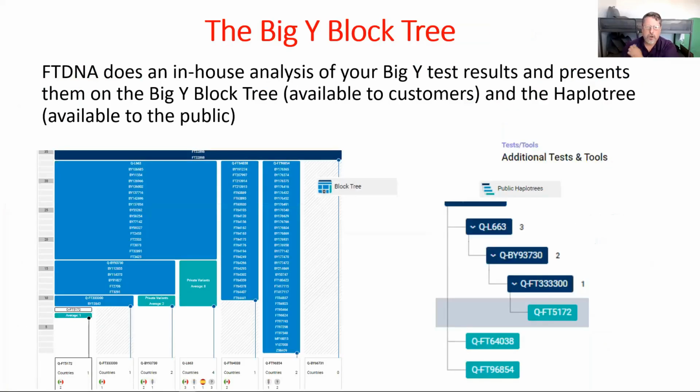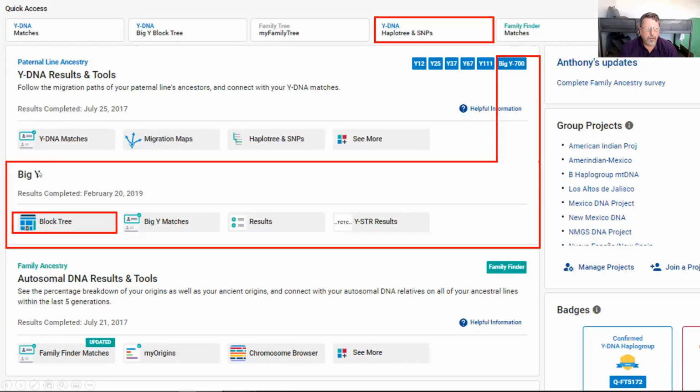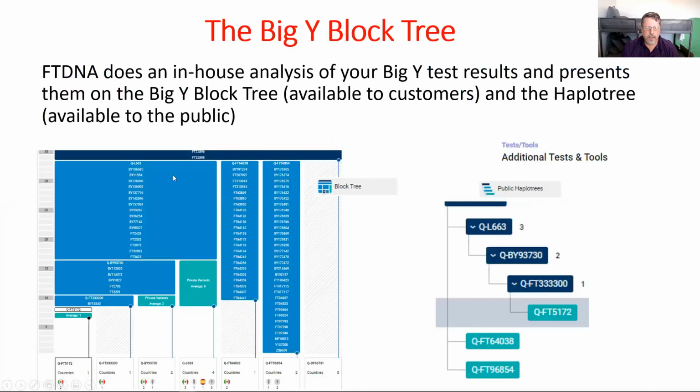All right. So I don't have time to go into all the tools, but if I click on the block tree, this is the sandbox that I work in. FTDNA does an in-house analysis of your Big Y test results and presents them on the Big Y block tree, which is what you get for customers, or the haplotree, which is what you get for the public. These are both exactly the same information.